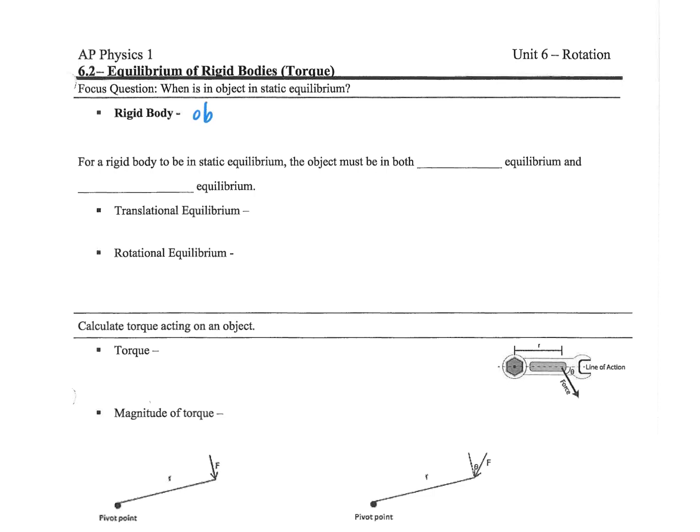It is an object that does not deform, okay? Because when something deforms, in other words, changes shape externally, then that requires some physics that's kind of over y'all's head, if that makes sense to you. It's very advanced physics. So we're going to look at rigid bodies only.